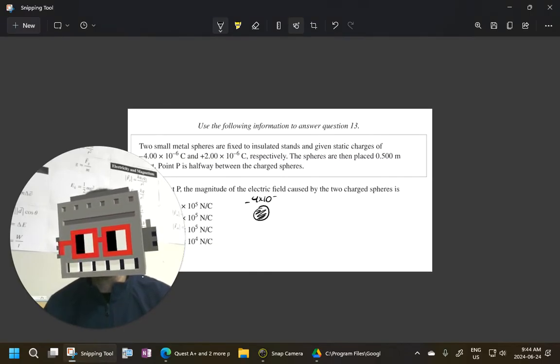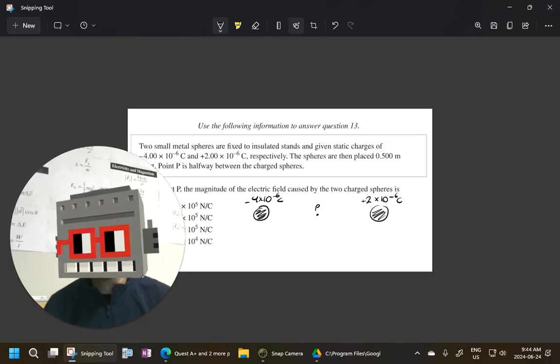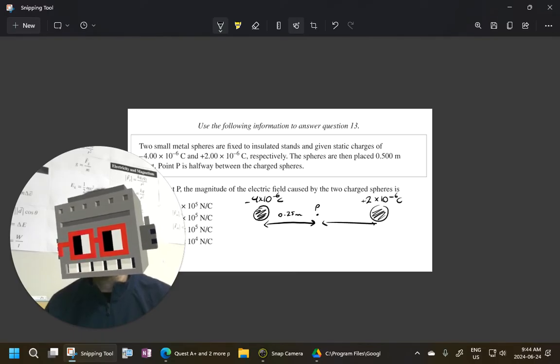So this I'm going to give the -4 times 10 to the -6 coulombs. And then over here, I'm going to give this the positive charge, the 2 times 10 to the -6 coulombs. And we look at this point P here. What's the electric field at that point? That's halfway. The spheres are then placed 0.5 meters apart. Yep. So this distance is half of the 0.5, so 0.25 meters. And this distance is also 0.25 meters.